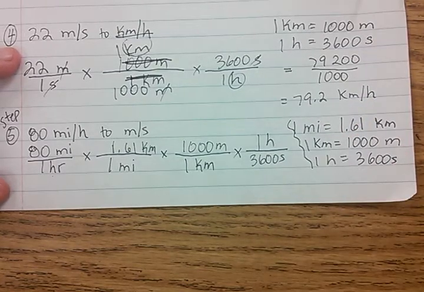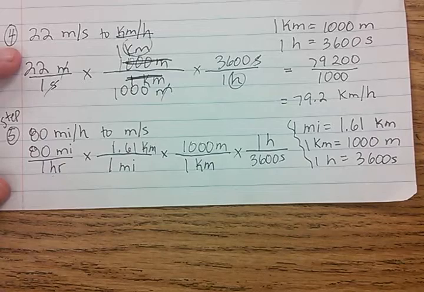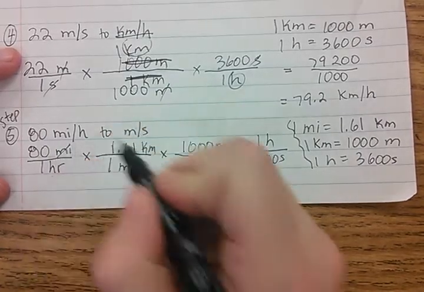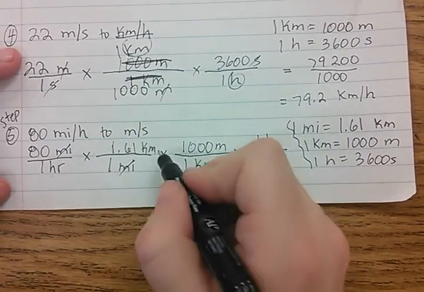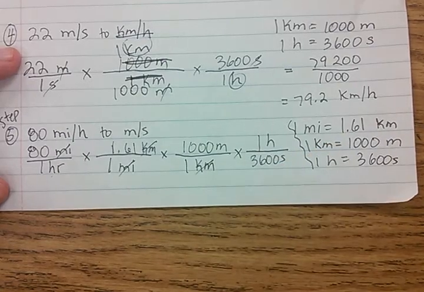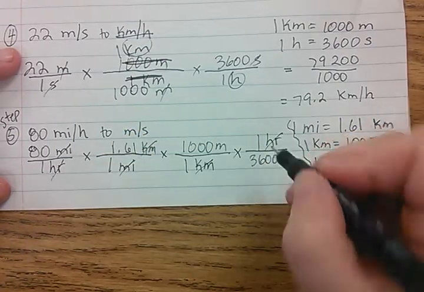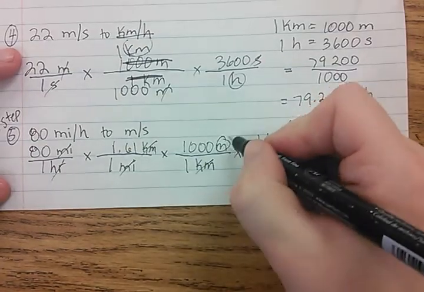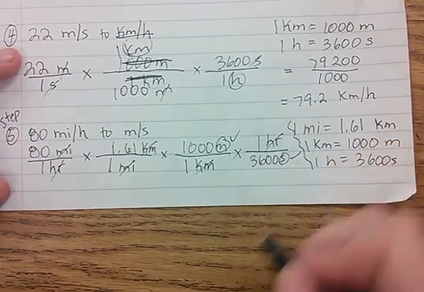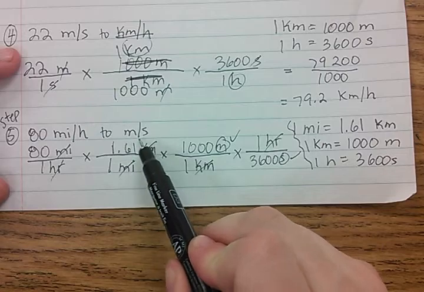Okay, let's cancel out repeated units on top and bottom. So miles, miles, kilometers, kilometers, then hours and hours. And we're left with meters and seconds, which is what we want to end up with.